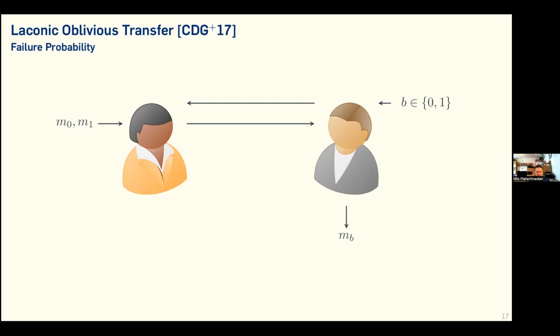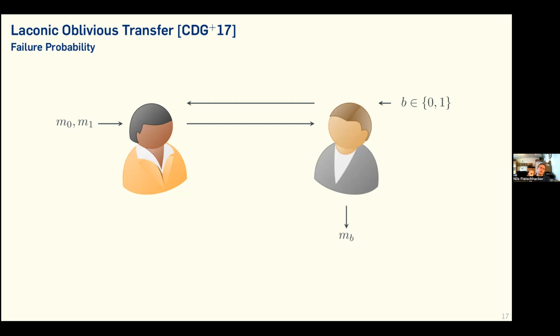Let's make it simple and say this is two-message OT. So Bob sends one message to Alice, Alice sends one message to Bob, and then he learns MB. The actual security notion is much more complicated because it needs to be simulation based, but this is not really helpful for the explanation right now. So let's say the intuitive security notion is basically that Alice should not be able to learn anything about the bit B, and Bob should not be able to learn anything about the other message, so the one that he did not receive.